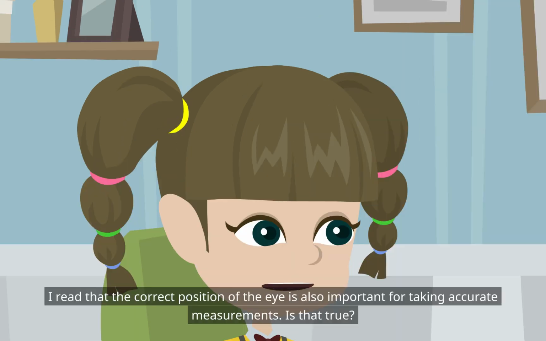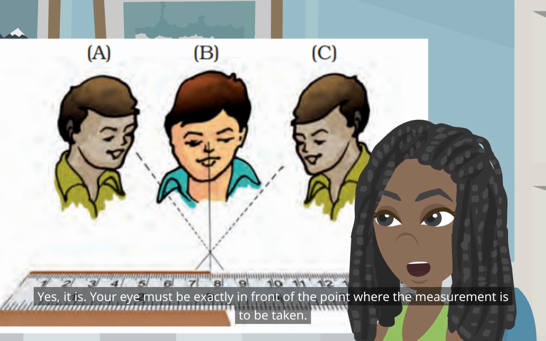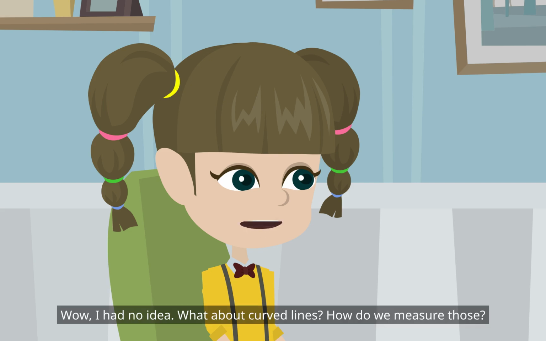I read that the correct position of the eye is also important for taking accurate measurements. Is that true? Yes, it is. Your eye must be exactly in front of the point where the measurement is to be taken. Wow, I had no idea. What about curved lines? How do we measure those?